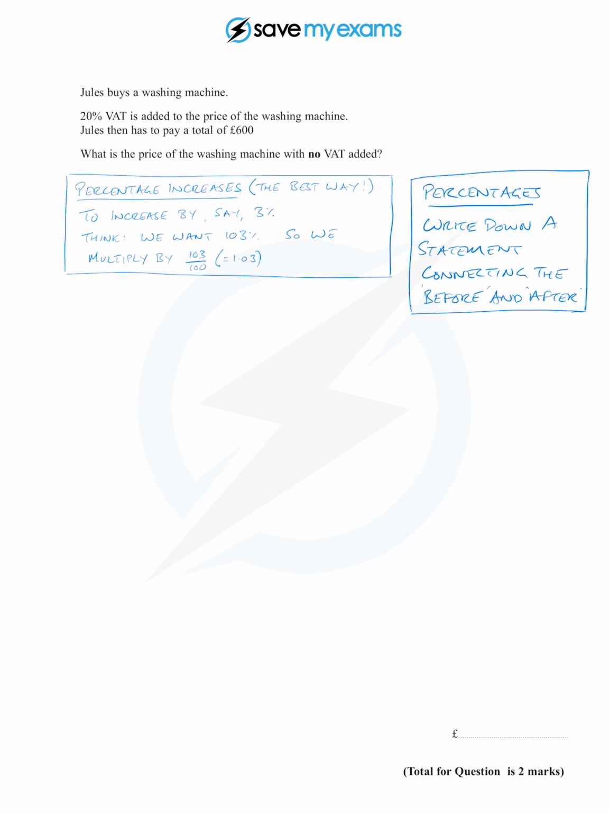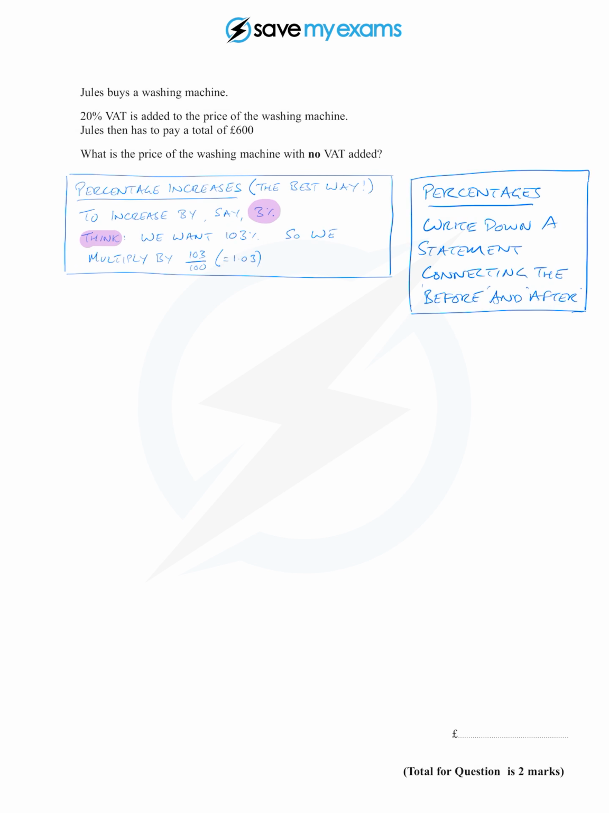Now, we need to add 20% to something, and the best way, in my humble opinion, to do percentage increases is to do it this way. If we want to increase by, say, 3%, we want 103%. And so we multiply by 103%. Percent is divided by 100, and 103 divided by 100 is 1.03.